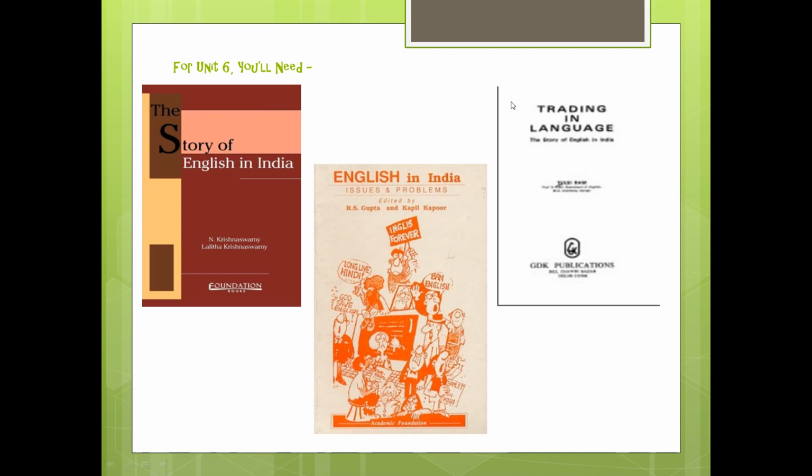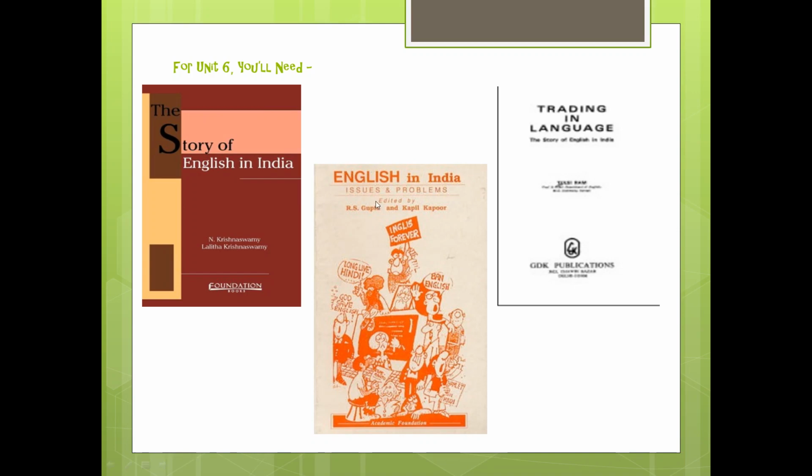So you can also go for it. If you can find the book, you should definitely go for it. And finally, a book called English in India: Issues and Problems, edited by Kapil Kapoor and R.S. Gupta. This book, again, is a collection of essays by very well-known authors of the subject.